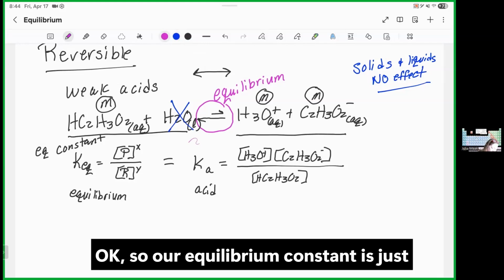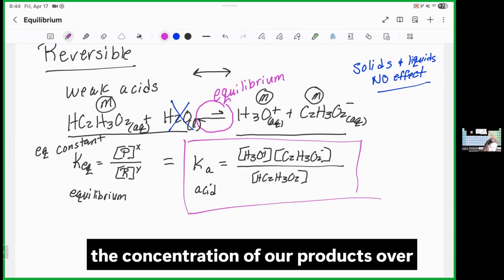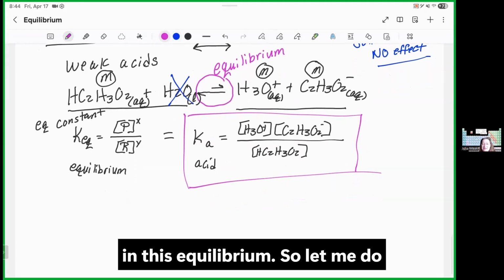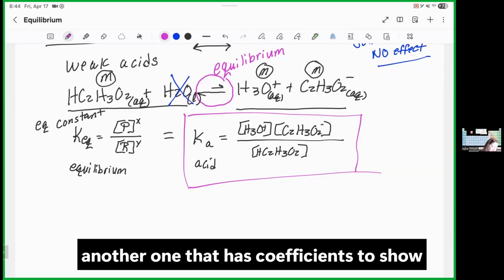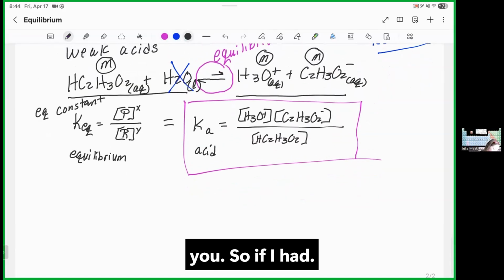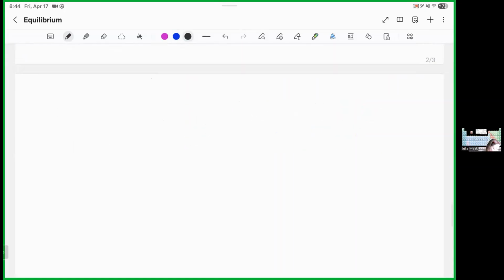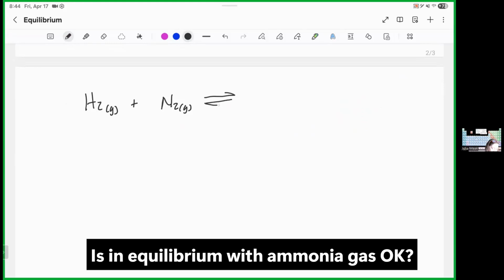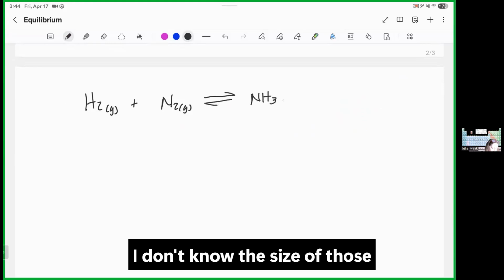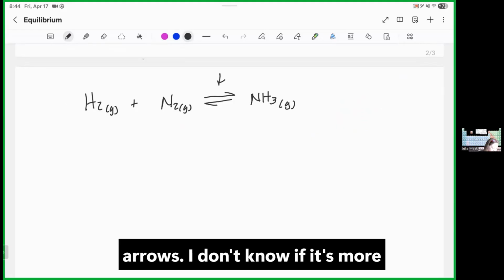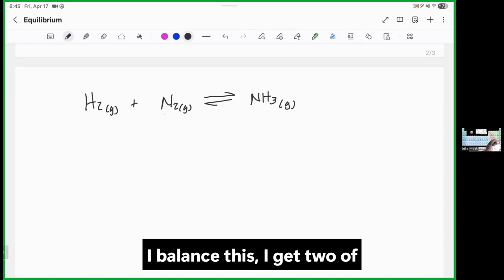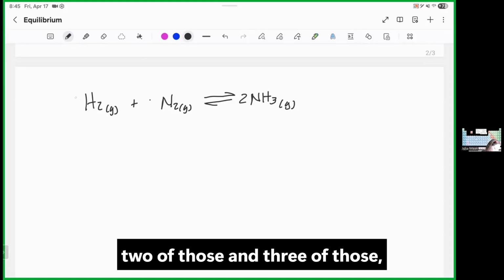Okay, so our equilibrium constant is just the concentration of our products over our reactants raised to their coefficients. There were no coefficients in this equilibrium, so let me do another one that has coefficients to show you. If I had hydrogen gas reacting with nitrogen gas in equilibrium with ammonia gas. I don't know the size of those arrows, I don't know if it's more reactants or more products. But if I balance this, I get two of those and three of those.